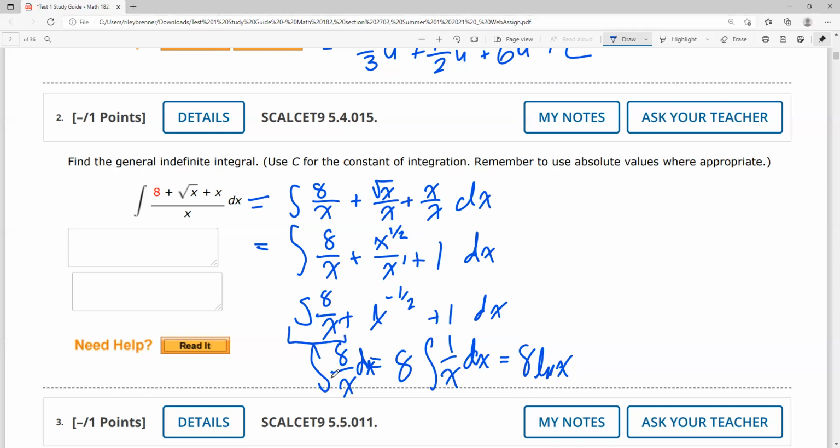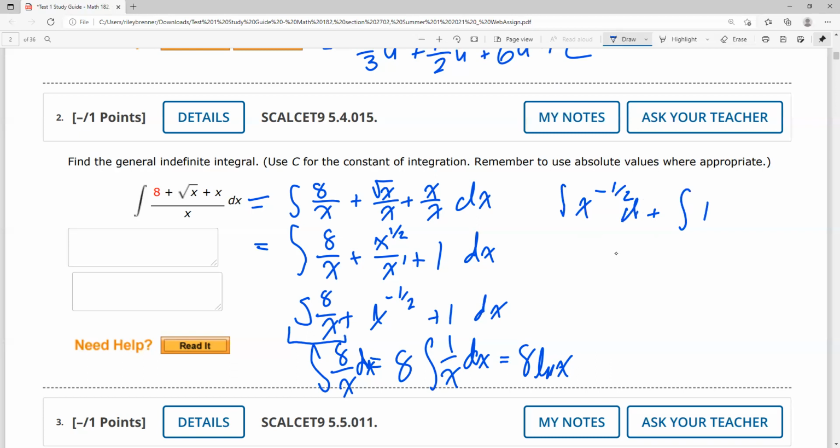We've covered... We solved for the first term. We know that the integral of 8 over x is 8 ln x. Now we need to do the rest. So the integral of x to the 1/2 plus the integral of 1.